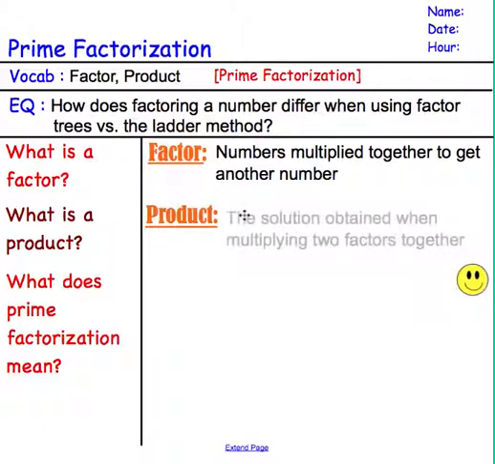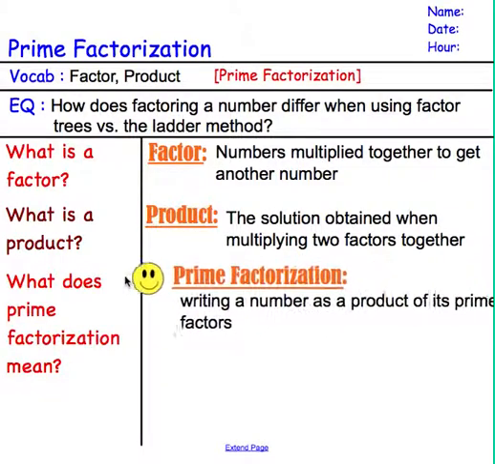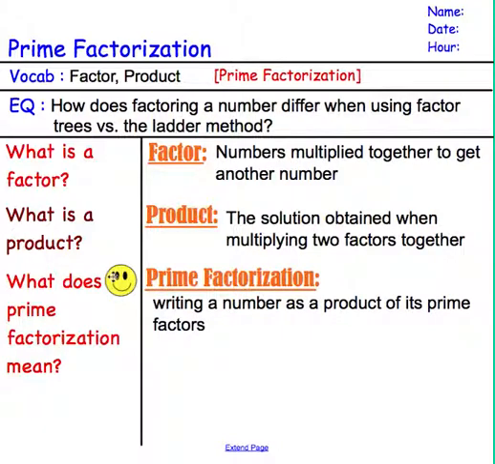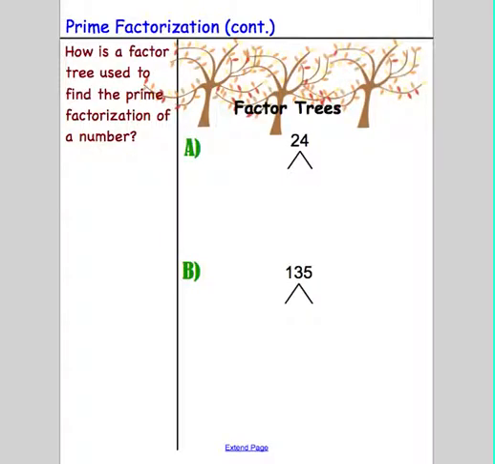Now, a product is the solution that's obtained when multiplying two factors together, which you learned about way back in elementary school. Prime factorization, on the other hand, is when we write a number as a product of its prime factors. I'm combining the term factor and the term product into a definition, and we're going to take a look at what exactly that means. The first method we're going to look at is factor trees, which you've probably learned about, and then I'm going to show you a different method that for some of you might be a little bit easier to use.